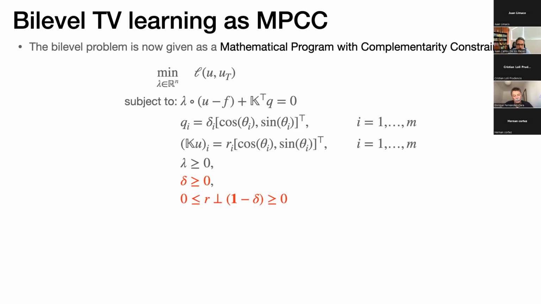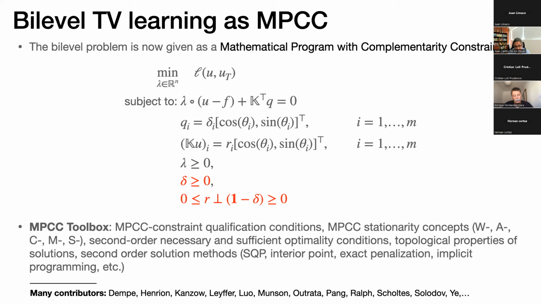So now you have a single level formulation: you have the loss function, you have the first equation of the optimality condition, you have the changes of variables, and you have this complementarity system, which is provided in red in this part. And the good thing is that now you have a huge toolbox of techniques specific for this type of problems. You have constraint qualification conditions specifically developed for MPCCs, stationarity concepts, second order sufficient and necessary optimality conditions, some structural properties of the solution, but also a bunch of numerical methods for solving these type of problems. And of course, there are many contributors to this field along the last 20 years, basically.